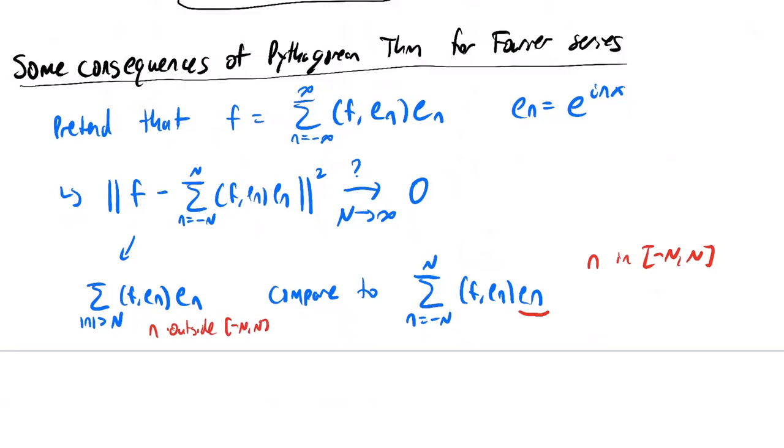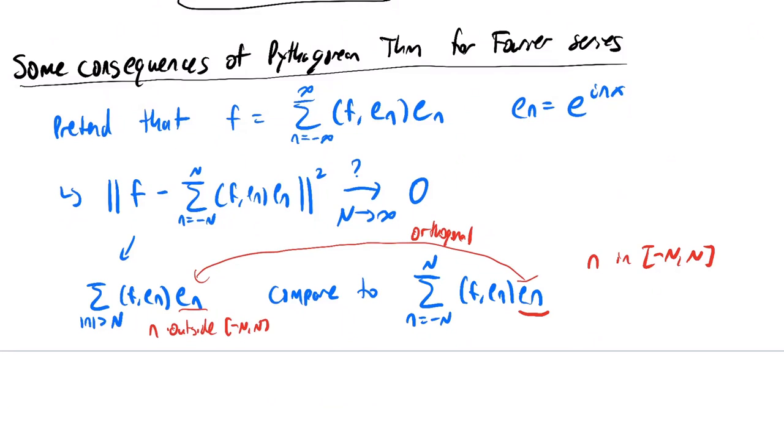And so in particular, these terms are orthogonal, right? Because all the complex exponentials in the first sum, where the absolute value of n is bigger than capital N, these values are all distinct from all the values appearing here. And so, if each of these complex exponentials is orthogonal to each of these complex exponentials, we would expect that these two functions should be orthogonal, right?